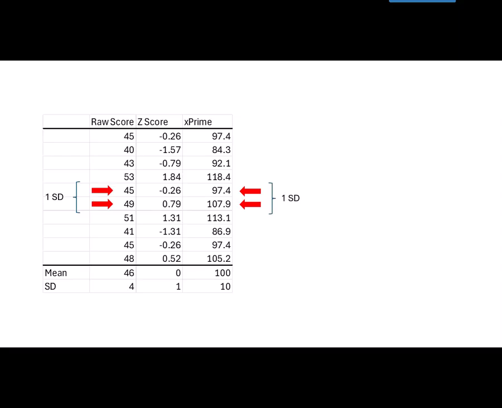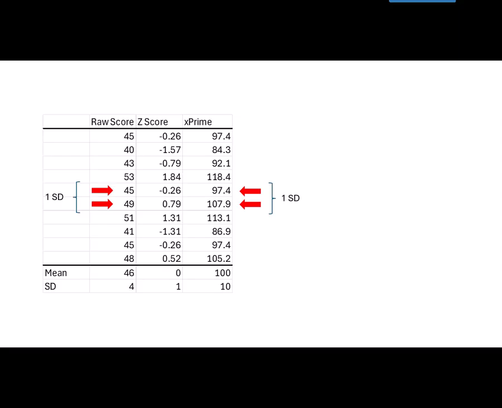Many of the scores that you'll be working with in your careers, whether you become clinical psychologists or early childhood teachers, will use these kinds of transformed scores. So it's important to understand how they're derived and what they mean.